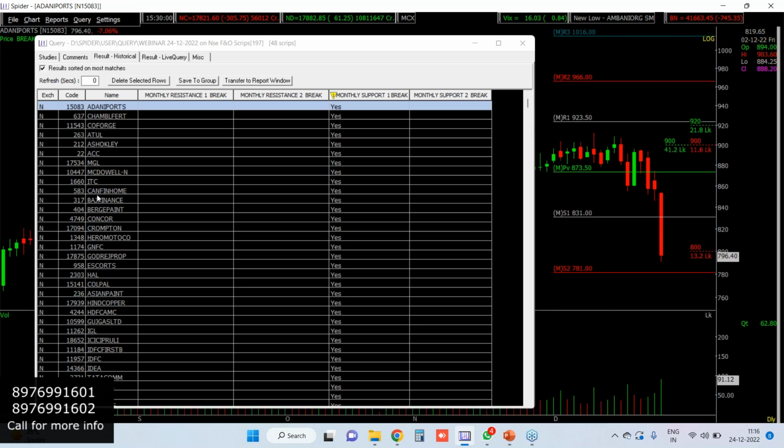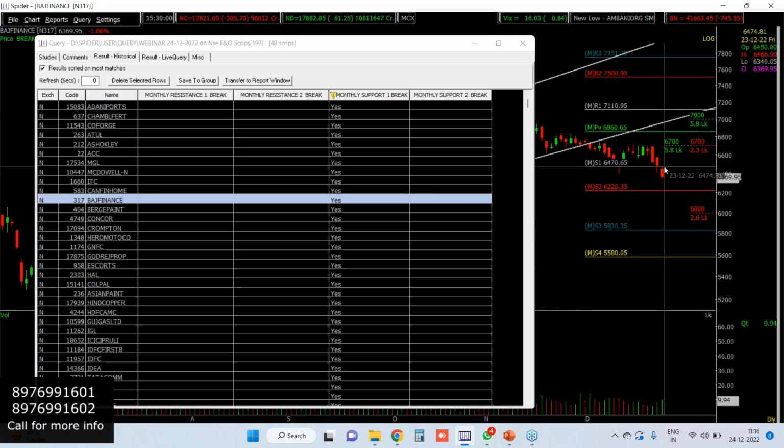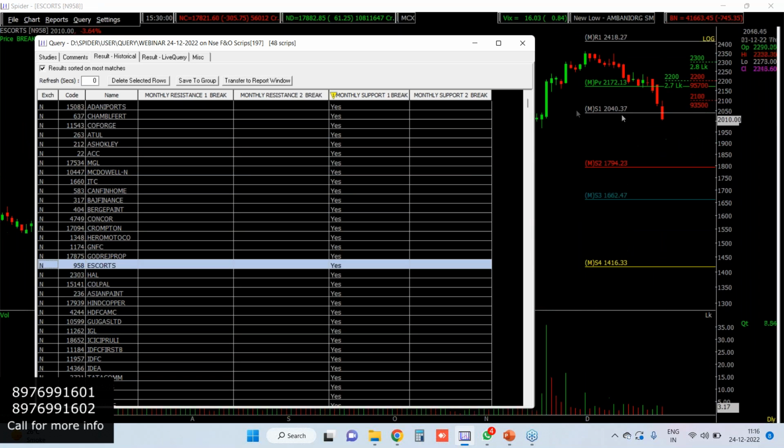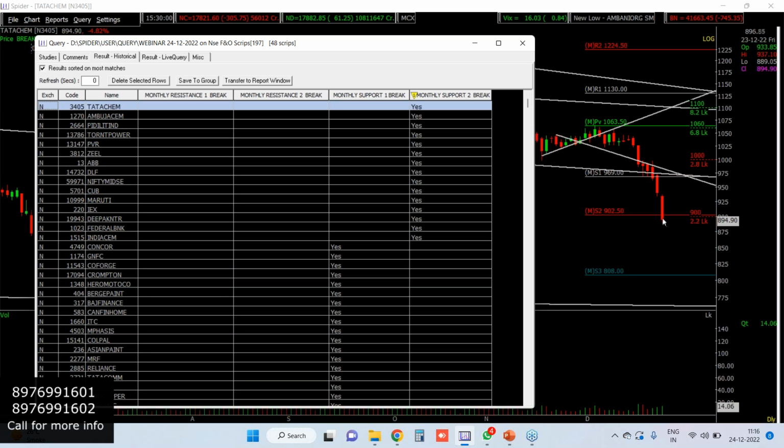Okay, we'll see some other stocks like Bajaj Finance. Support one has got broken. Escorts. See, this query will help you find the stocks which have broken the pivot levels. If you just see support two, like Tata Chemicals, what exactly will this be telling you? It has broken the monthly support level. It has also broken the level where there was the highest put writing. So it is pretty much sure that the stock will go further down.